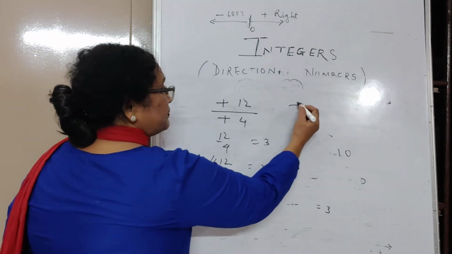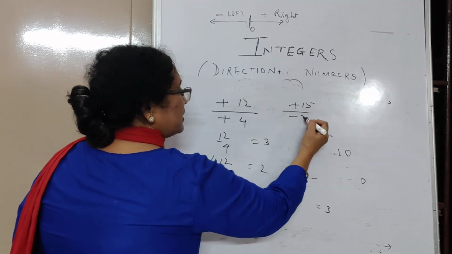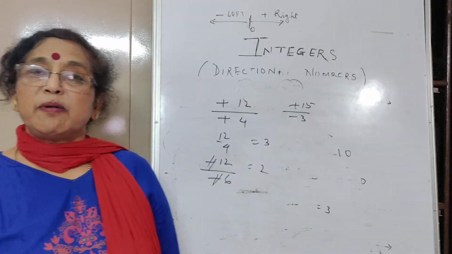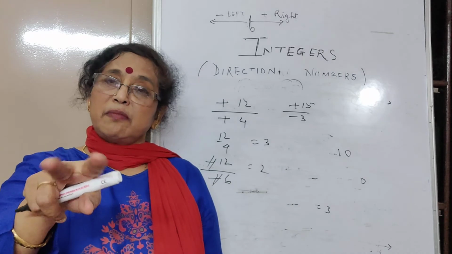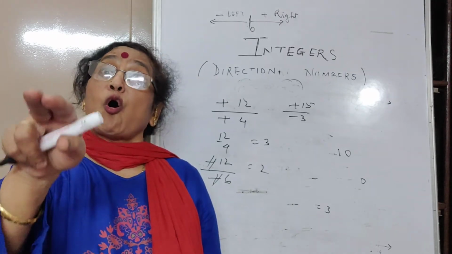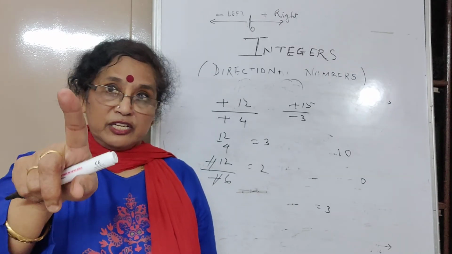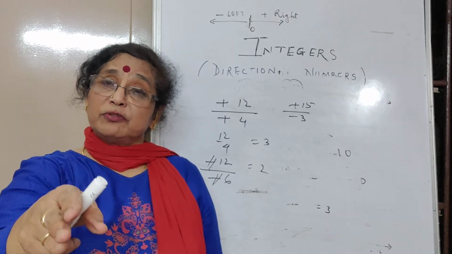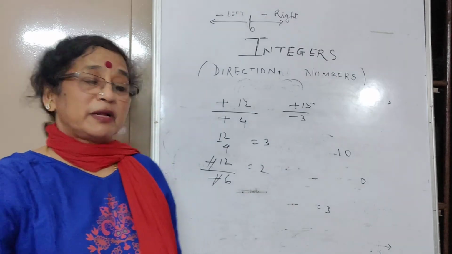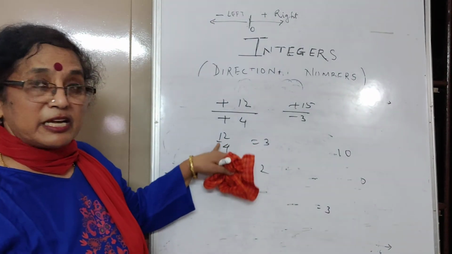And if it's plus 15 and minus 3, so plus divided by minus, I told you, whenever there's a combination of a plus and a minus in multiplication or division, not addition or subtraction, the sign will always be opposite. If the signs are opposite, it will be minus. If the same sign, it is plus.